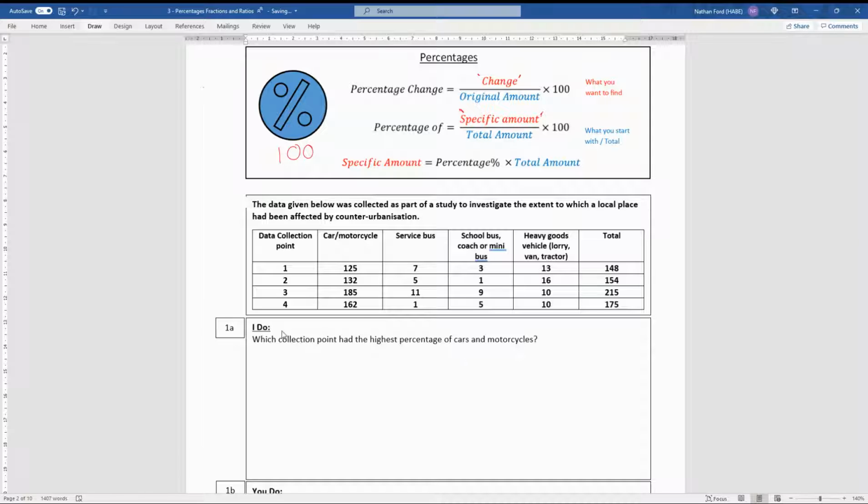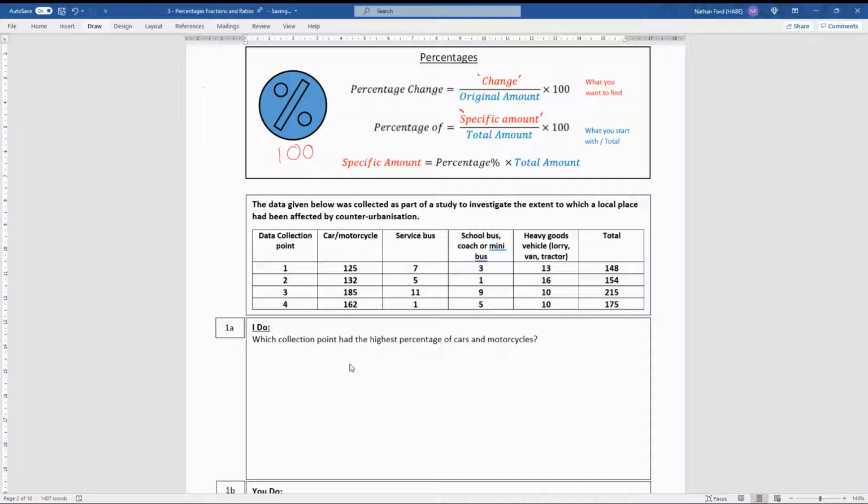First off, we've got some data which is collected as part of a study to investigate the extent to which a local place has been affected by urbanization. You can tell it's a geography style question. We have four different data points. Which collection point has the highest percentage of cars and motorcycles?